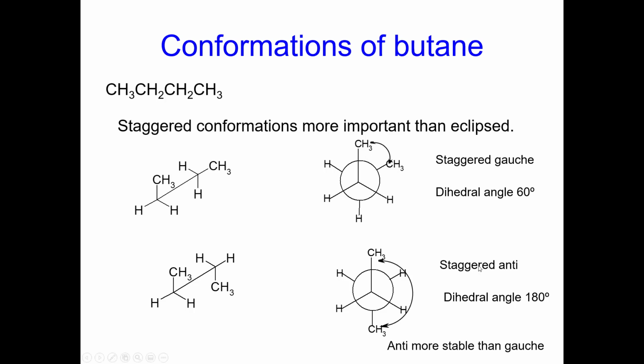What are we comparing it to? We're comparing it to a staggered anti. So again, common sense really. If these two are bumping into each other, they're repelling each other, it's unstable. What's the easiest thing we can do? Well, we can move them further away from each other. So we can move one all the way down here, increasing the dihedral angle to 180 degrees, and that is far more stable. Far less repulsion between electrons here and electrons here. They're happy out. So, staggered is more stable than eclipsed, and staggered anti is more stable than staggered gauche.